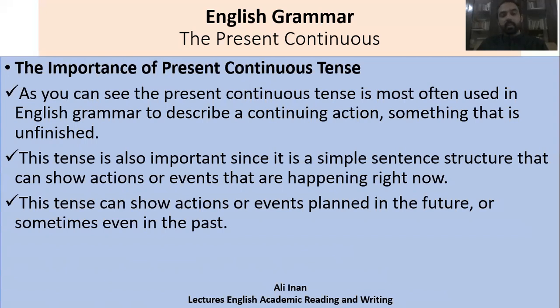So the present continuous tense holds importance in English language. As you have observed, the present continuous tense is most often used in English grammar to describe a continuing action, something that is unfinished. The tense is also important since it is a simple sentence structure that can show actions or events that are happening right now. This tense can show actions or events planned in the future or sometimes even in the past.